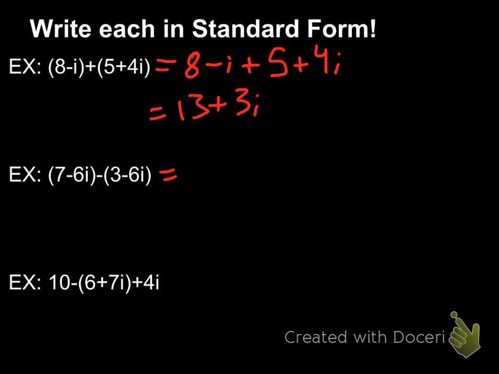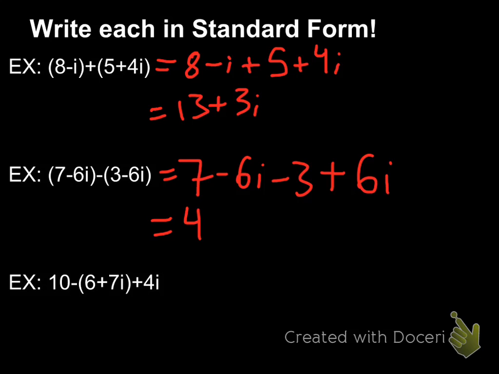7 minus 6i, let's see, minus 3... That's going to be minus 3 plus 6i? Yeah, they're going to cancel out. And what do you notice about the 6i's? They cancel out. Plus 6i minus 6i, they're gone. What's 7 minus 3? 4. So that's really just a fancy way to write the number 4.